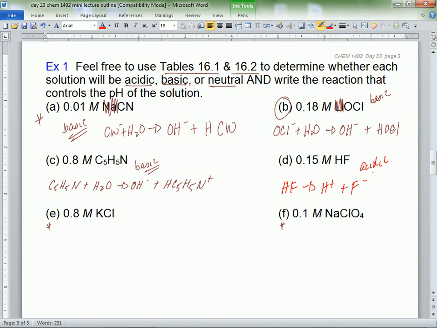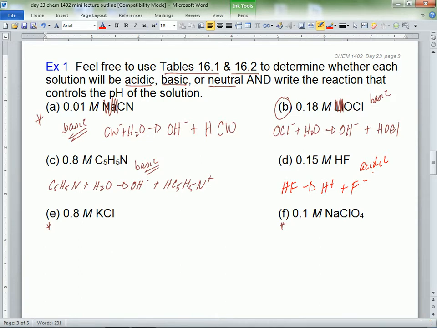Okay, how about E? For a Ka reaction, it's always the conjugate acid goes to H plus and the conjugate base. Now, you can't make up your own reaction.